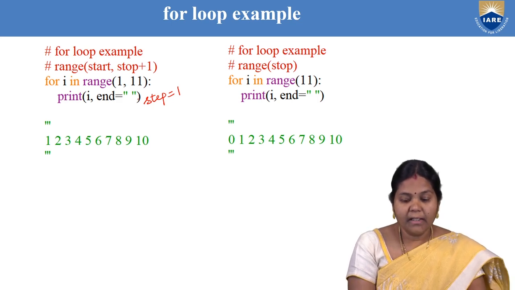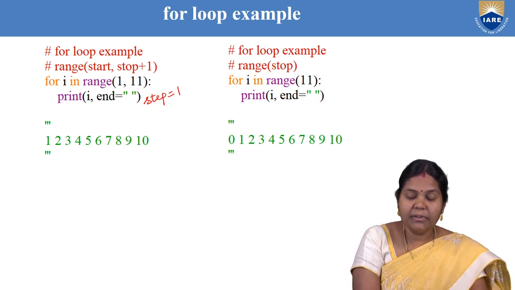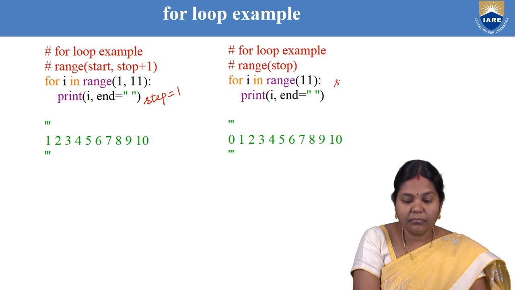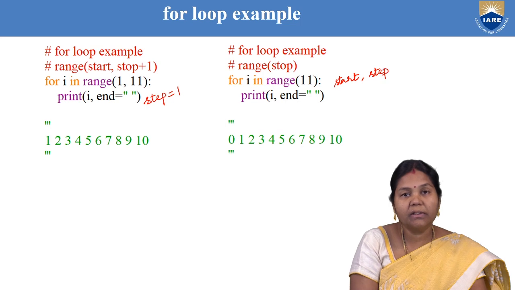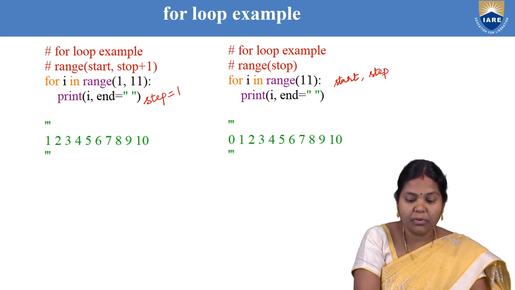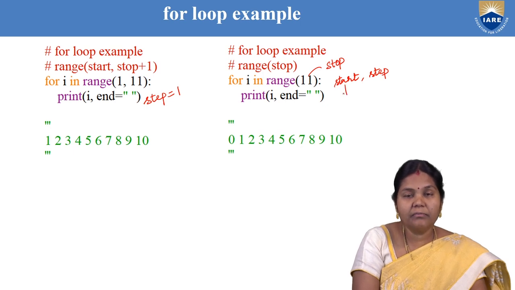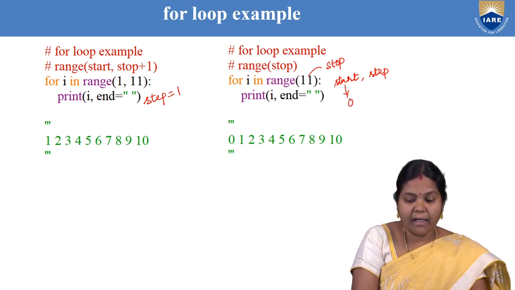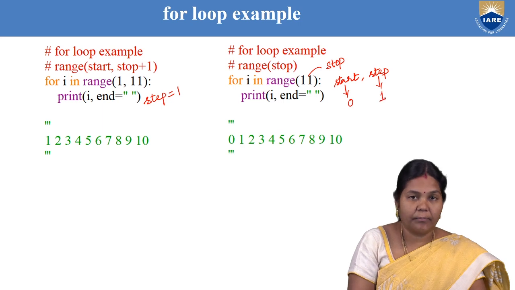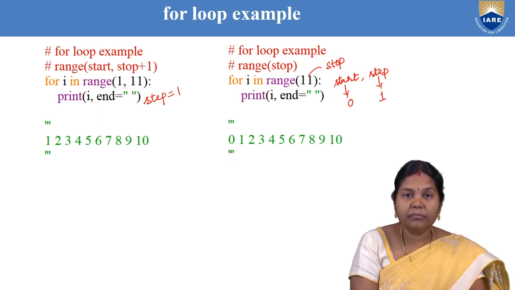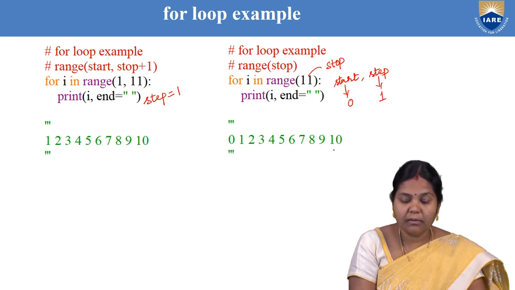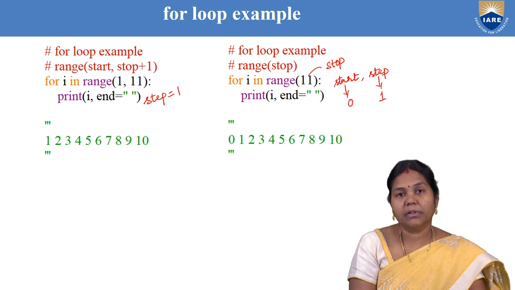In another example, I didn't mention the start value and the step value, but only the stop value. By default, the default value for start is 0 and the default value for step is 1. So the output will be from 0 to 10. It will start displaying from the i value 0 and go up to 10. When i becomes 11, the loop stops.